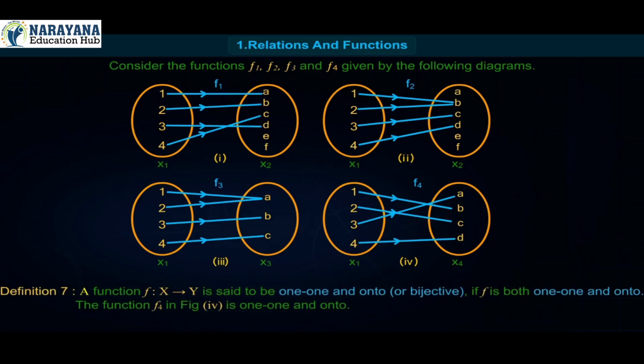Definition 7. A function f from X to Y is said to be one-one and onto or bijective if f is both one-one and onto. The function f4 in figure 4 is one-one and onto.